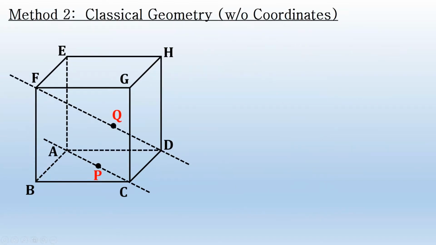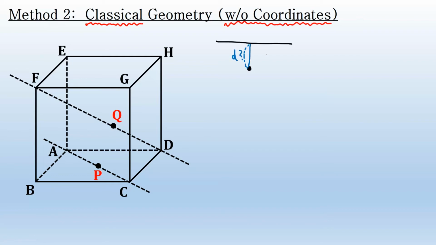Now let us introduce the second method. Here, lines AC and FD given in this problem are very special. They are the face diagonal and the main diagonal of the cube respectively, so we can solve this problem in a classical way. That is, without using coordinates.